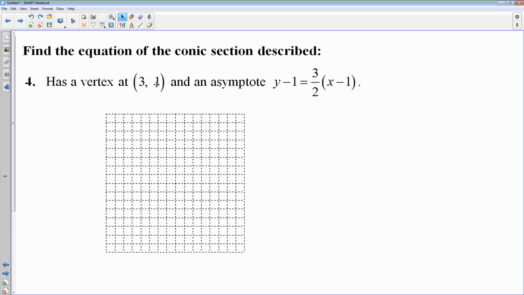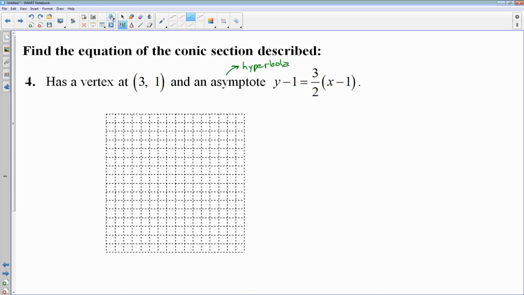Okay, I'm going to start by graphing this information. I have a vertex at (3, 1). I only gave you one vertex, but then I mentioned an asymptote. The only graph we have that involves asymptotes is a hyperbola. So since I see that this problem has an asymptote, I know that this is a hyperbola.